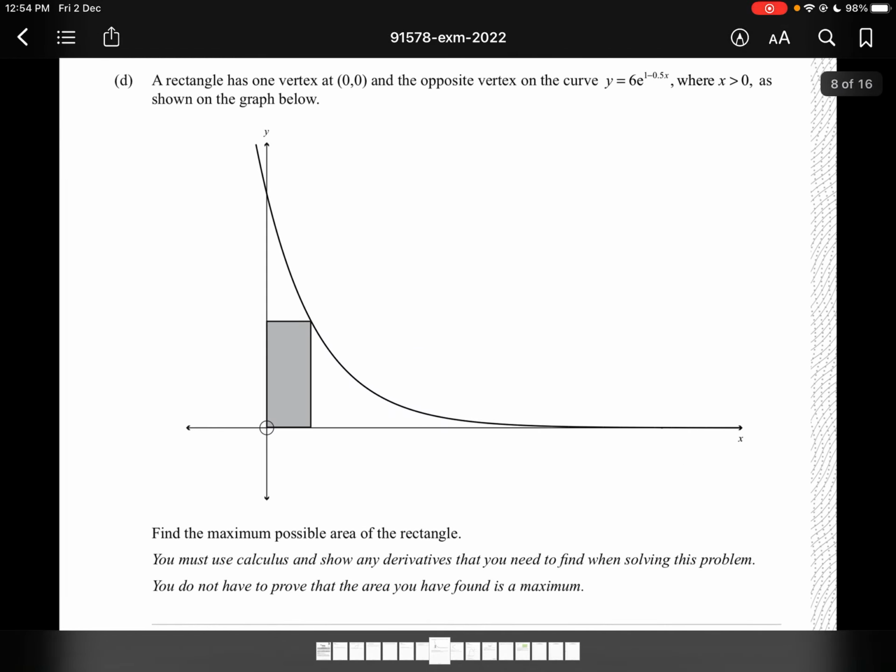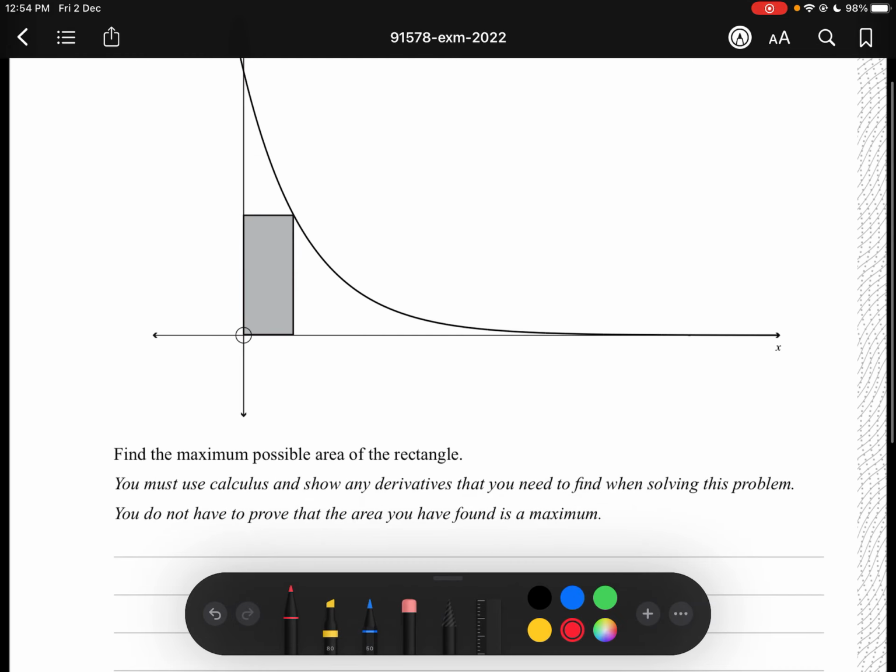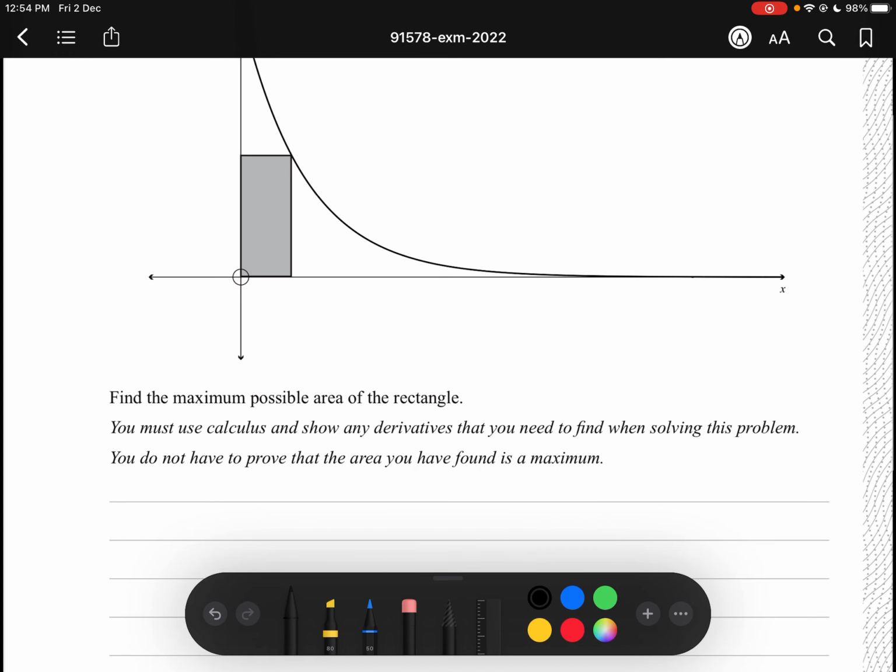Question D, a rectangle has one vertex at 0, 0, and the opposite vertex on the curve y equals 6e to the power of 1 minus 0.5x, x is greater than 0, as shown on the graph below. Find the maximum possible area of the rectangle. So for this question, we're going to just write out the formula for the area of a rectangle, and that is area equals base times height.